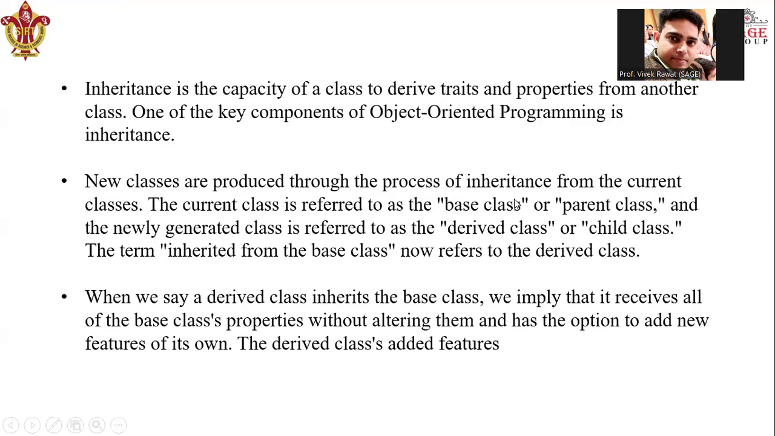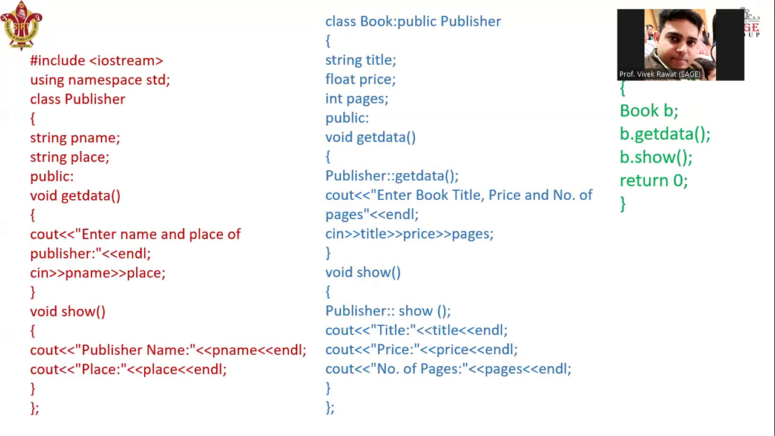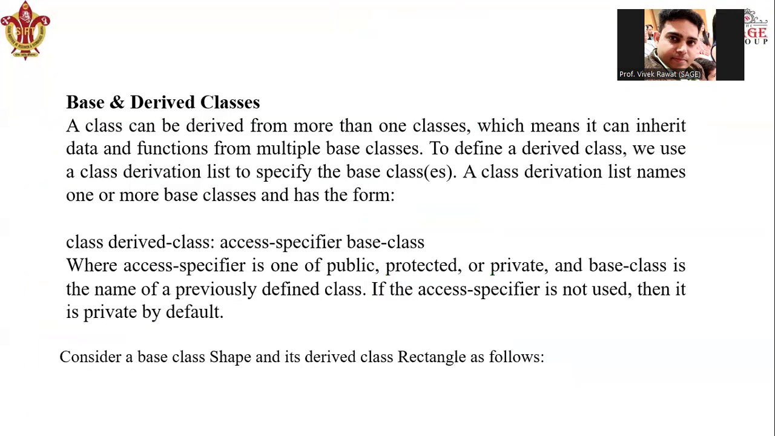Now, how does inheritance work? In this slide, you can see inheritance is the capacity of a class to derive traits and properties from another class. This is a major component of object-oriented programming. New classes are produced through the process of inheritance from the current classes. Here you can see the code for single inheritance. I am going to discuss it in the next slide.